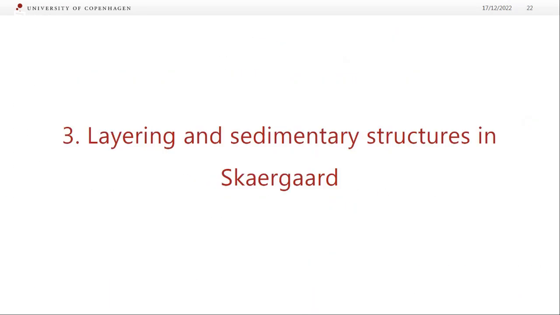So let's talk about that some more. I think I promised some of you on the field trip that we'd talk about sedimentary structures and magma chambers, because I think this is just really cool.